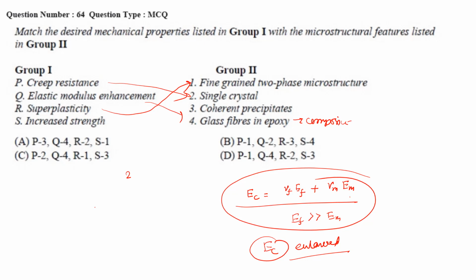Increase the strength. How do we increase the strength? Here the last option is coherent precipitate. When we add some kind of precipitates, this helps to pin the dislocation. Suppose this is a precipitate, then the dislocation will be pinned here and it will increase the strength, right? That is the full aim of this material property enhancement. So P matches with 2, Q matches with 4, R matches with 1 and S matches with 3. So option C will be the correct one.